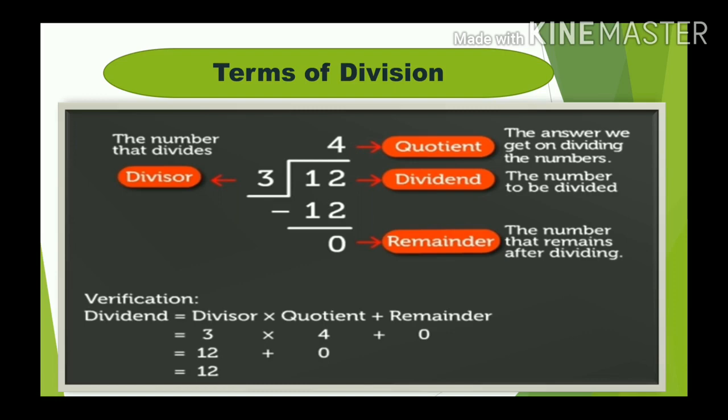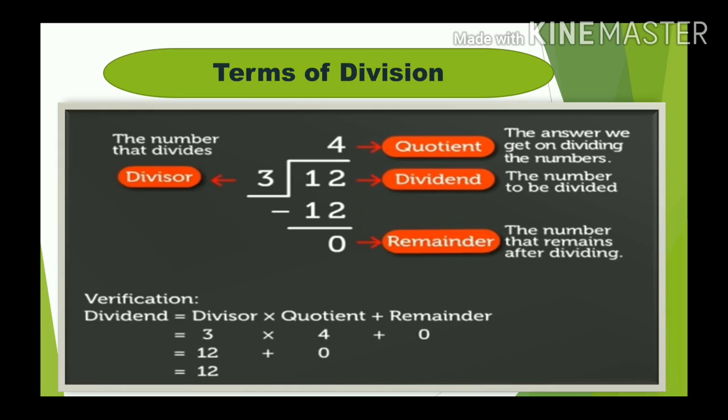So there are 4 terms. First, divisor, which is the number that divides. Second, dividend, that is the number to be divided. And the quotient, the answer we get on dividing the number. And at the last, remainder, the number that remains after dividing.